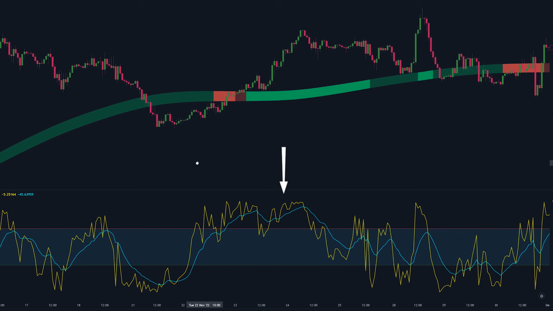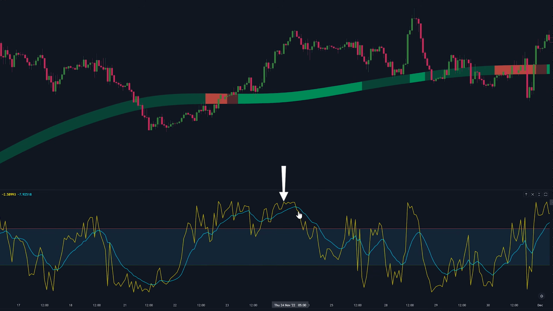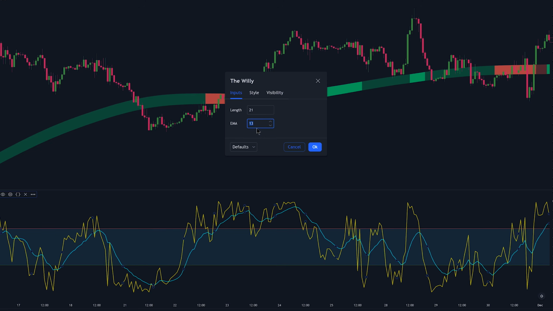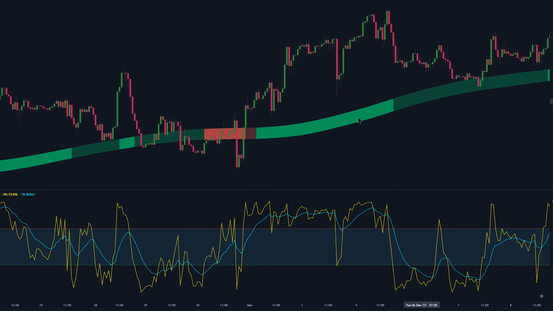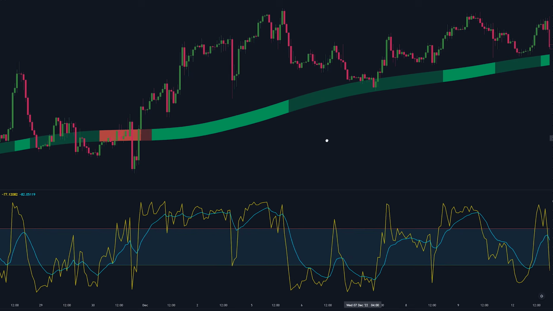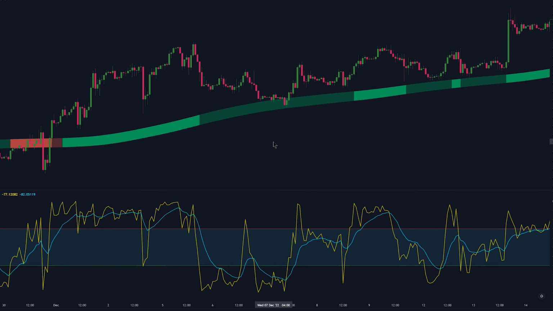The Williams percent range is a momentum-based oscillator used to identify overbought and oversold conditions in the market. This yellow line is the percent range oscillator, and this blue line is simply a 13-period exponential moving average. We're going to be using it as a buy-sell entry signal alongside the market bias indicator, which will be used for pullback confirmations as well as trend identification.